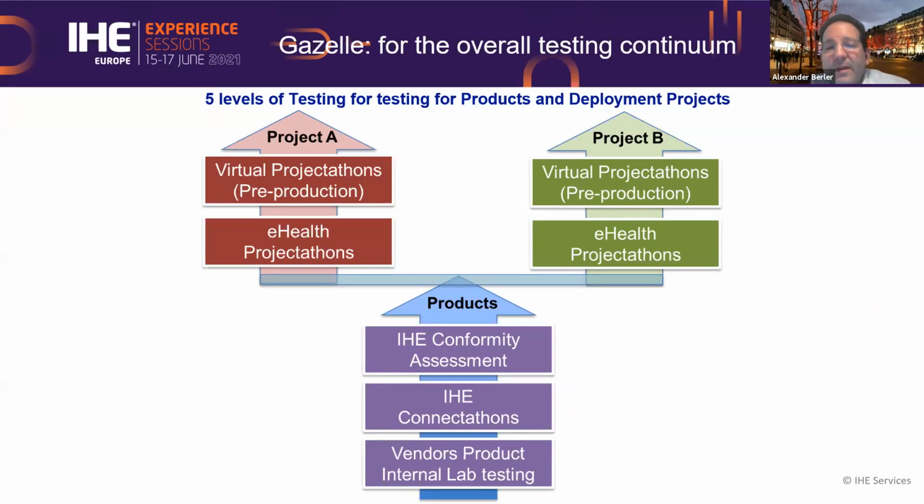So one part is directed towards the products, meaning conformity assessment and the Connectathons that were mentioned already, but also towards internal vendors, the internal labs of the vendors in some cases. They already have Gazelle tools and are using them internally. And again, moving towards projects of any size, from cross-country or national or regional, to be able to support the implementation of interoperability specifications into projects.